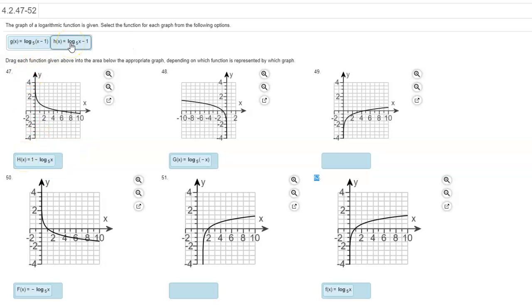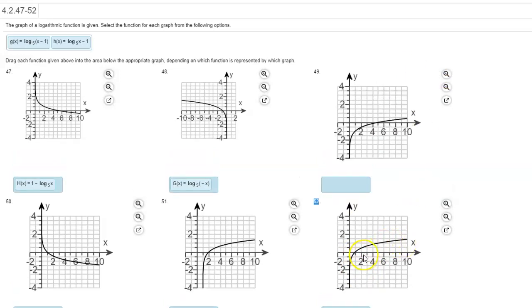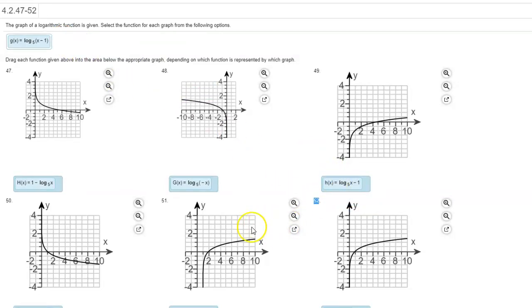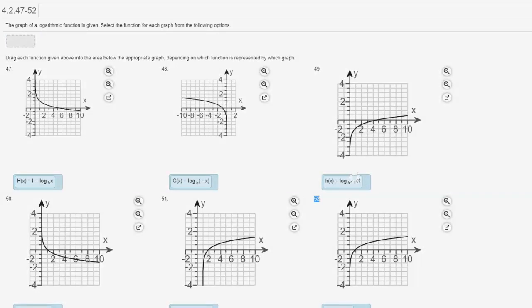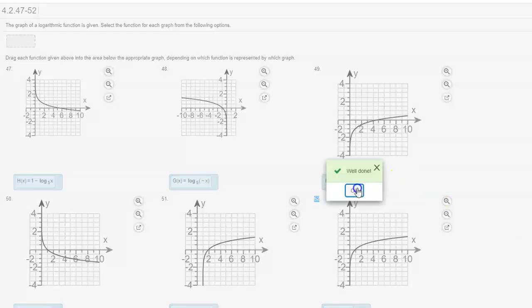If I have the base function minus 1, it's this base function shifted down 1. So this 1, 0 becomes minus 1, 0. And I can take another point if I wanted to here, and then the last one here, it shifted to the right by 1. So hopefully this helps you kind of figure this out.